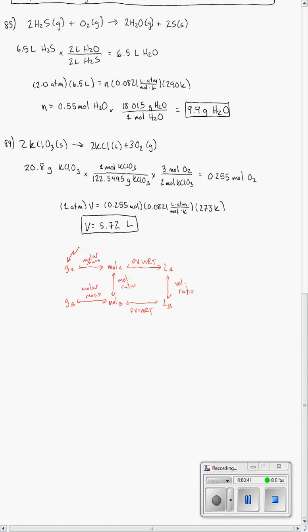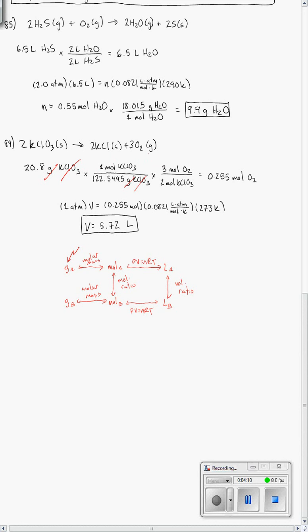The reason there's only really one is because potassium chlorate is a solid. So we can't use the ideal gas law to go from moles of potassium chlorate to liters of potassium chlorate, and we can't use a volume ratio to go between potassium chlorate and oxygen. So what we're going to do here is start with grams. We use the molar mass of potassium chlorate to get from grams of KClO3 to moles of KClO3. That's our first step here. So we cancel out our grams of KClO3.